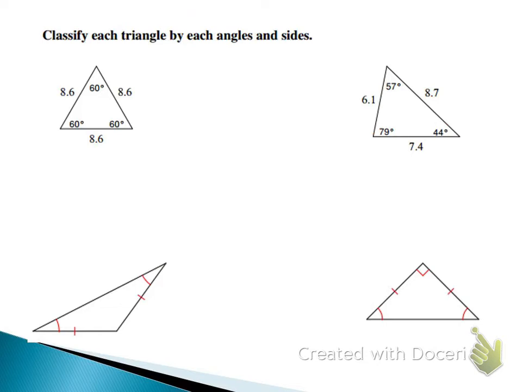On the next page, we can classify by the angles. So we've got 60 is the largest, but they're all 60. So that means it's what? Because of the angles, it's equiangular. But if it is equiangular, that means it is also equilateral, because all of the sides are the same length.